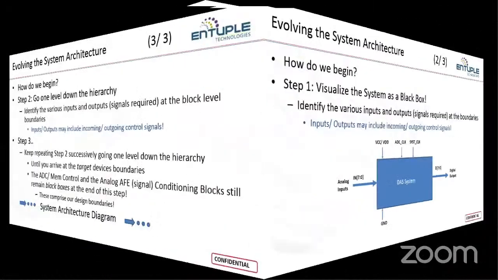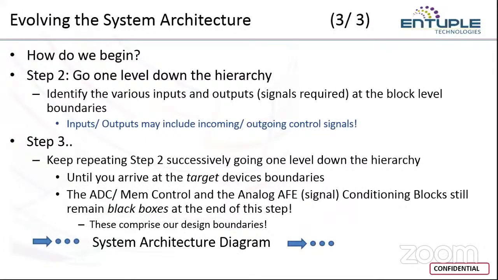And then we go one level down the hierarchy. Within that black box, what are going to be the other modules, like power supply, reset, memory, interfacing blocks, etc. Next we go one level down.